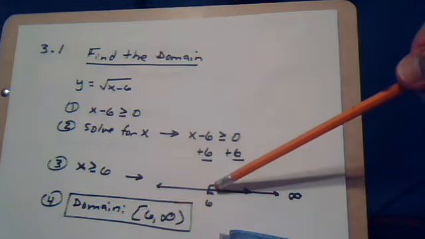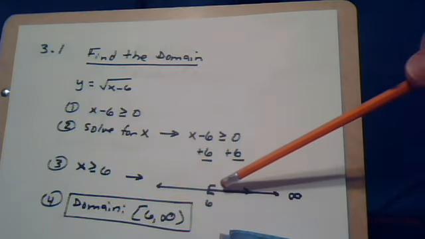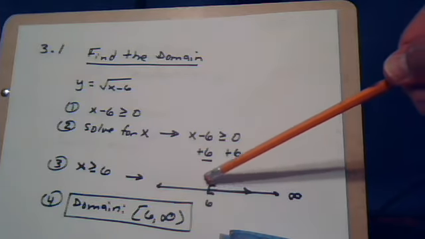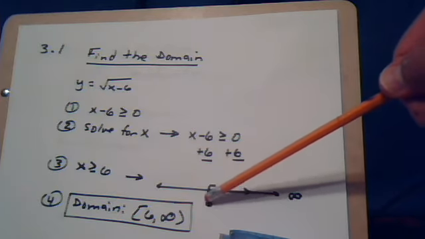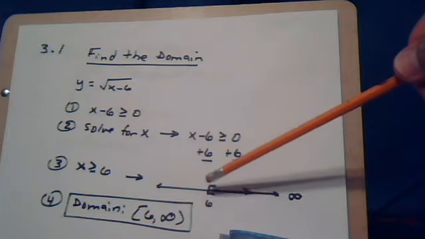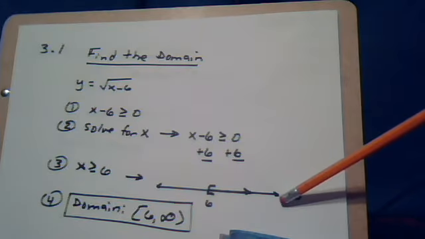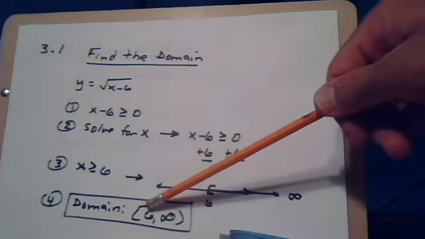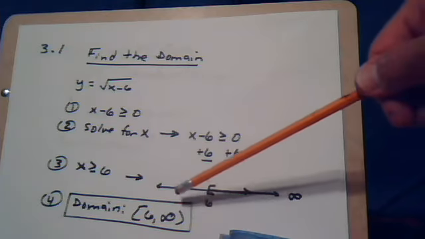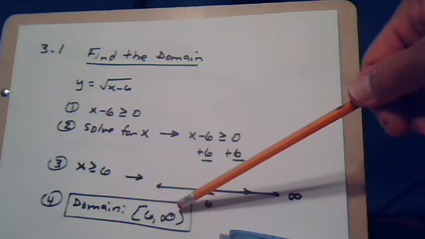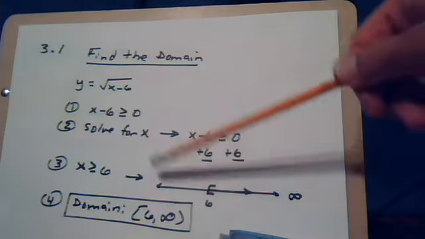How do you describe that graphically? Well, since we're going to include the 6, you put a little bracket that tells the reader the 6 is also part of the answer. So from 6 to positive infinity, you could pick any number there. Describe it. Notice, since we're including the 6, you put a bracket, all the way to infinity. Infinity always gets the parentheses. This is the domain.